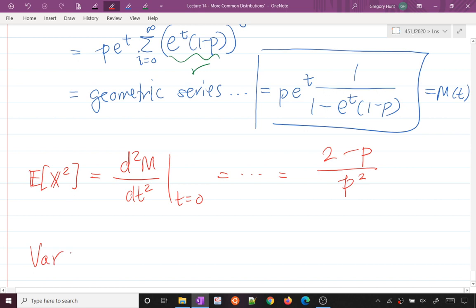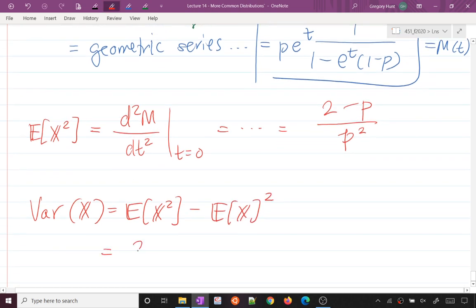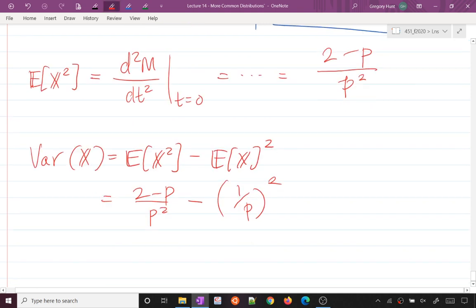And this allows me to say the variance, which of course is the second moment minus the first quantity squared. This would be 2 minus p over p squared minus, my first moment, my mean, was 1 over p, square that. And a little bit of algebra will get you to our formula for the variance, which is 1 minus p over p squared.